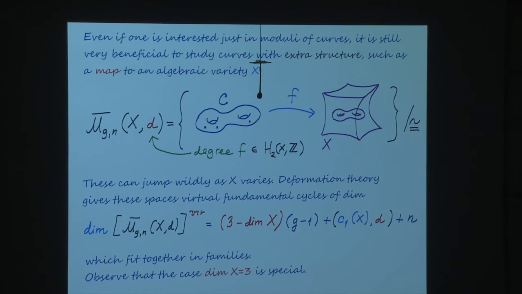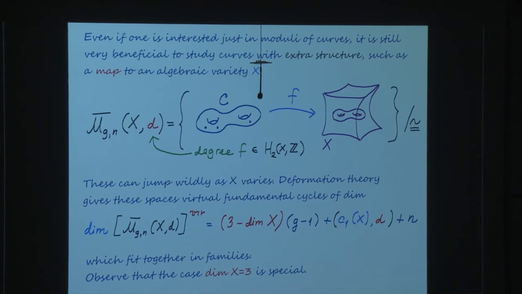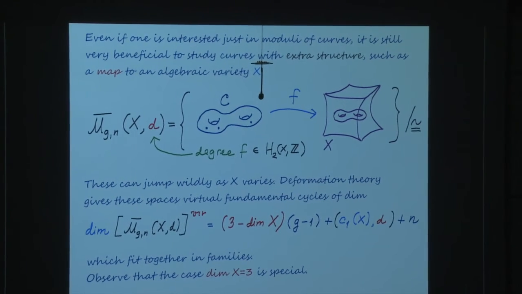The virtual dimension here is given by an easy computation, and it comes down to this formula. The reason I wrote this formula is that from it you see that X being a threefold is a very, very special case because the genus term drops out. It's maybe slightly contrary to intuition.